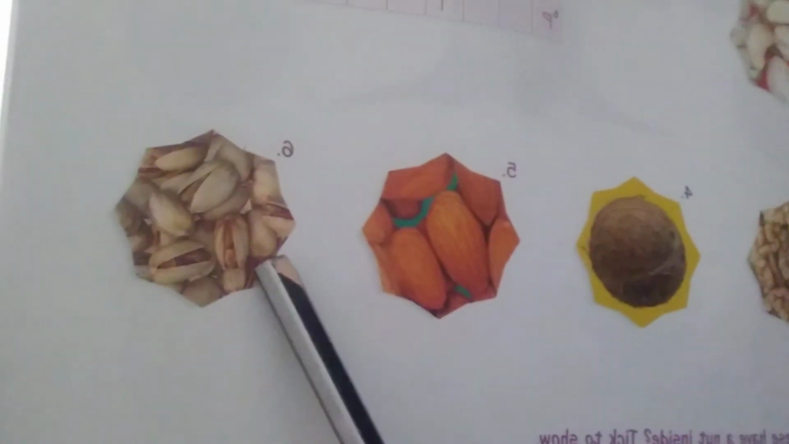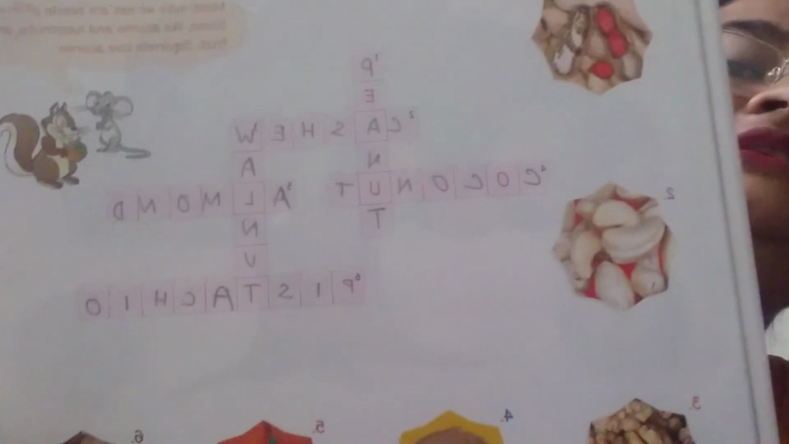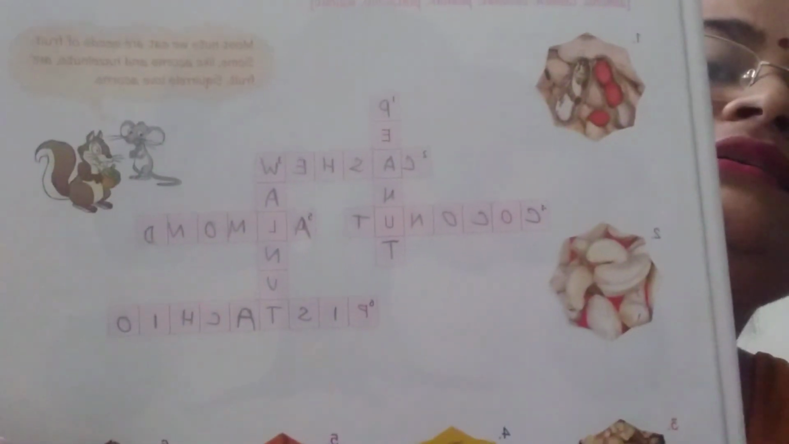This is number 6. So what is this called? Pistachio. So you'll write, the spelling is also given here. From here you can write the spelling. So let us write pistachio. Okay, this fruit is called pistachio, right? So this way we have completed this part.